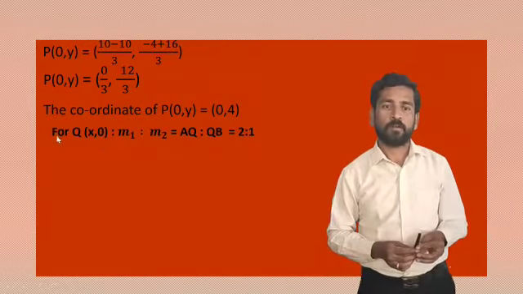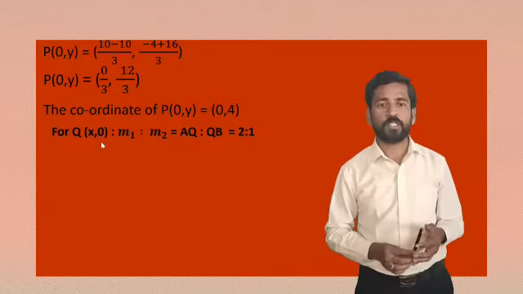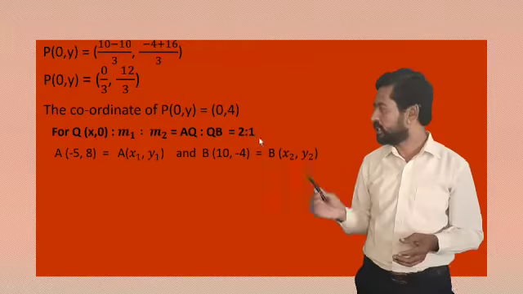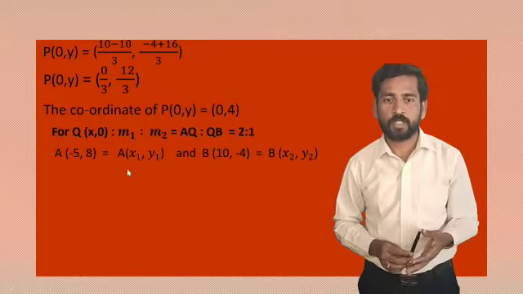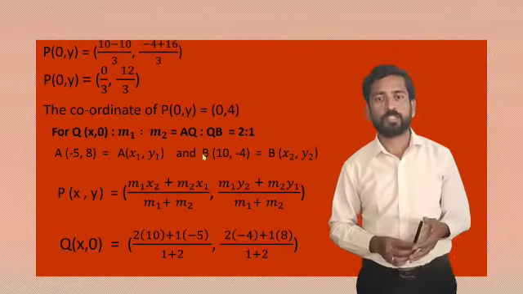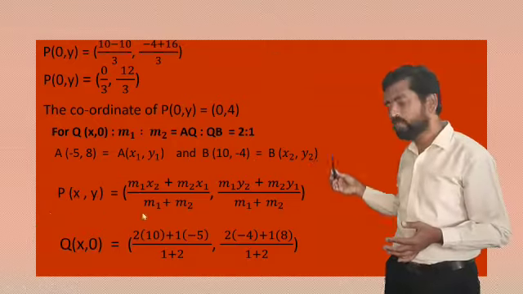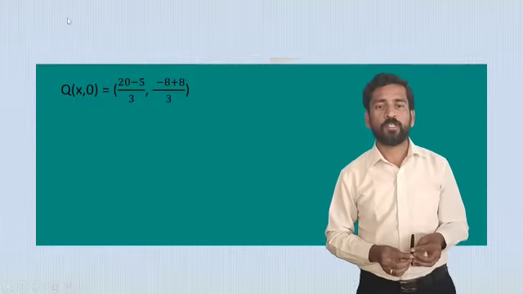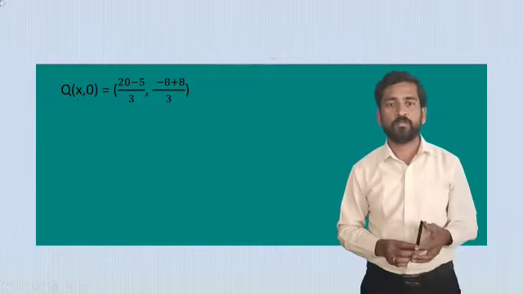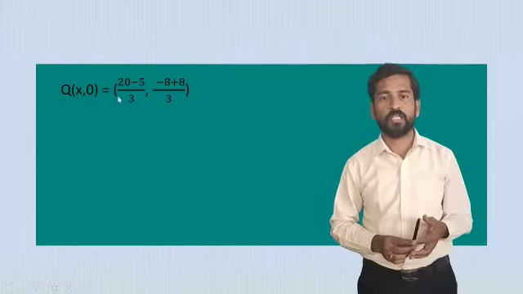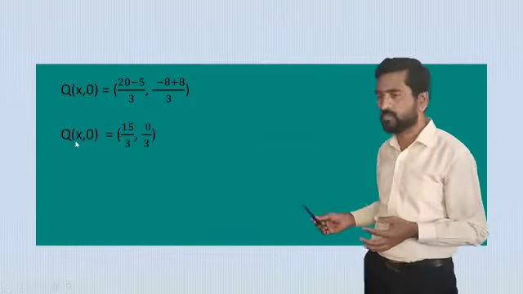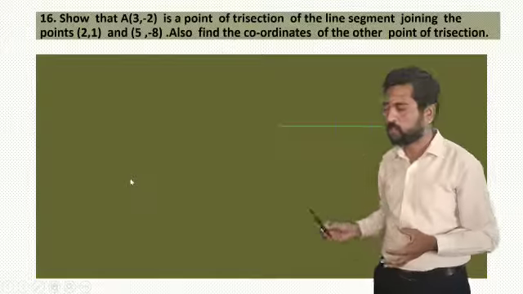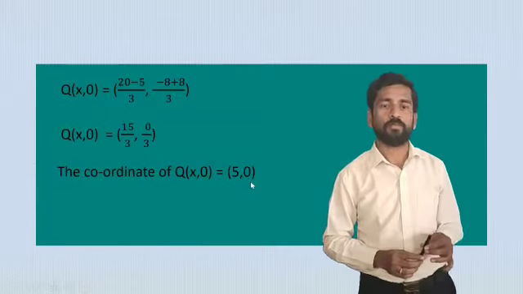Now we have to find the value of point Q. It is (x, 0). So the ratio m1 is to m2 equals AQ is to QB, that is taken as 2 is to 1. And here the same point A, x1, y1, and B point is also the same, (10, -4). And the formula, please observe the substitution carefully. Then Q point (x, 0) equals (20 minus 5) by 3, (-8 plus 8) by 3, and on simplification we get 15 by 3, 0 by 3. So the coordinate of Q of (x, 0) equals (5, 0).